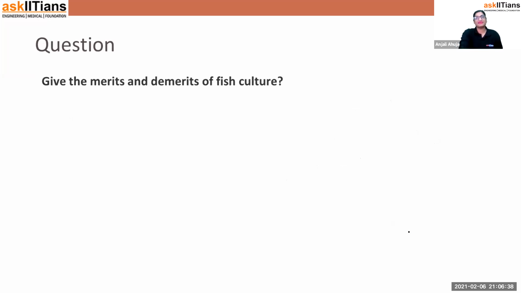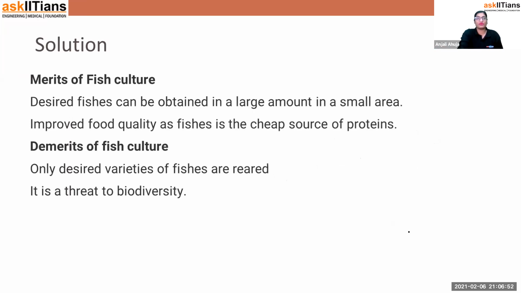Give the merits and demerits of fish culture. Merits I have already told you. Think about demerits. We are using the animal at a very small scale, just in a little pond of water. It's kind of overusing it. So the demerit is that only the desired variety of fish are reared, obviously.